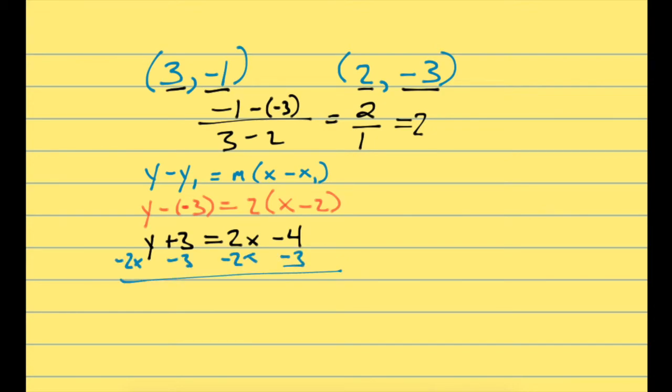That will get the constants, the numbers without the variables, on one side, giving us negative 7, and the terms with the variables on the other side. And we check, is there any number that can go into 2, 1, and negative 7 besides 1? No, there's not. So that's the simplest form of our equation.